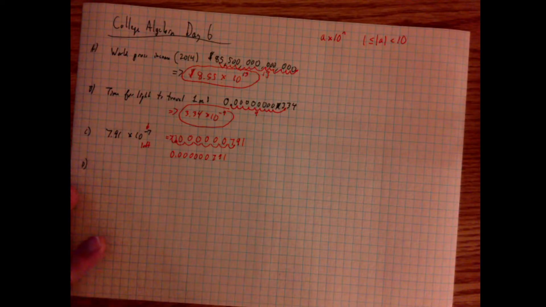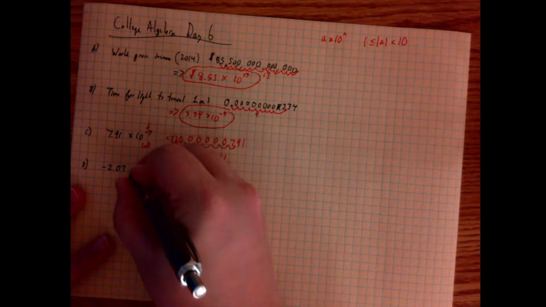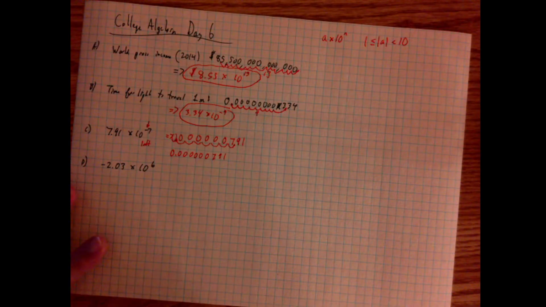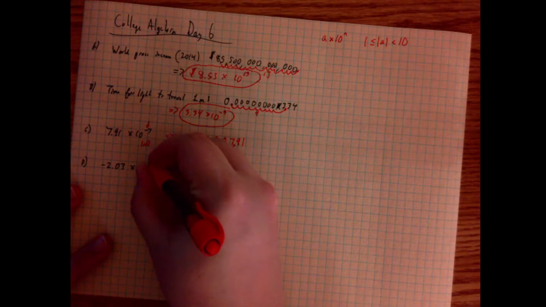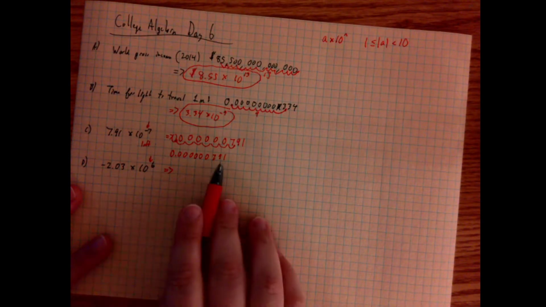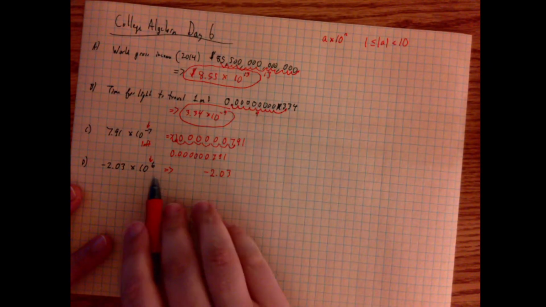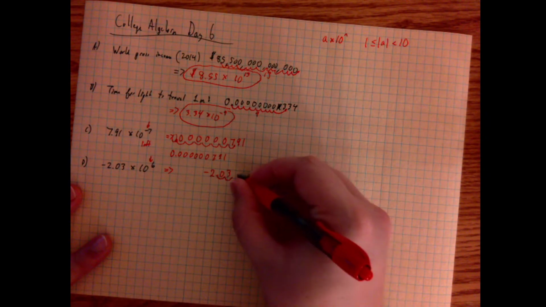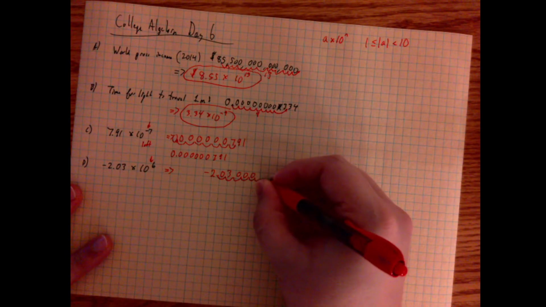Going the other way, let's say I have something like negative 2.03 times 10 to the 6th. Okay, just like before, we're going to do it in scientific notation. Now when I do it in scientific notation, I look at the sign first. It's a positive 6, so that tells me it's going to move to the right. So I start off with negative 2.03. Now I need to move it 6 places to the right. So 1 place, 2 places, 3 places, 4 places, 5 places, 6 places.